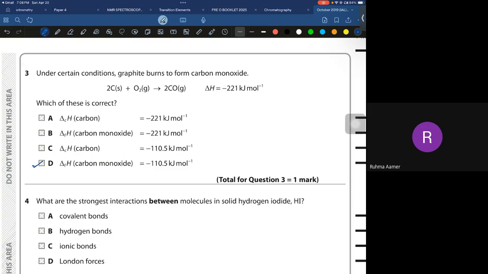This value is given according to this equation, in which 2 moles of carbon monoxide are formed. So if you are finding out the enthalpy change per mole, I'm going to divide it.